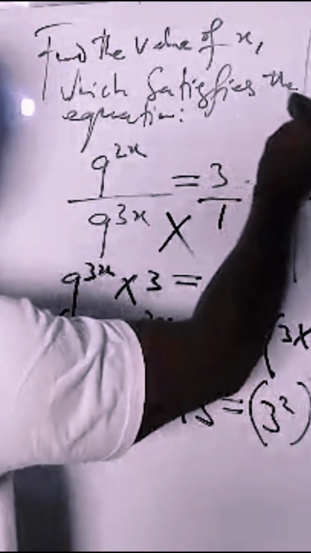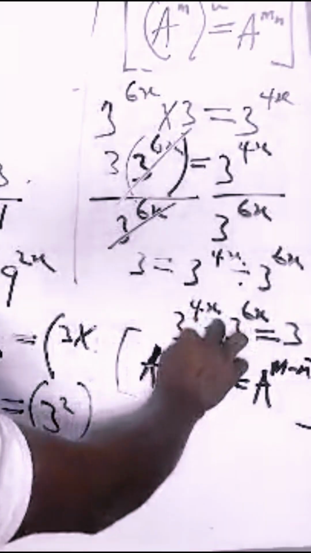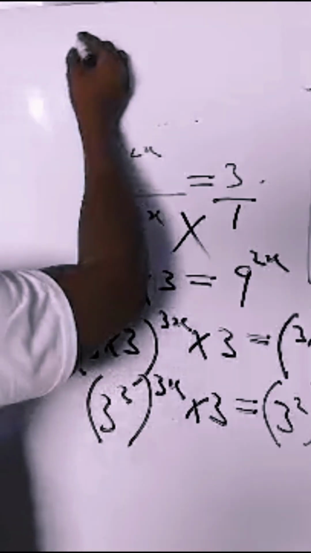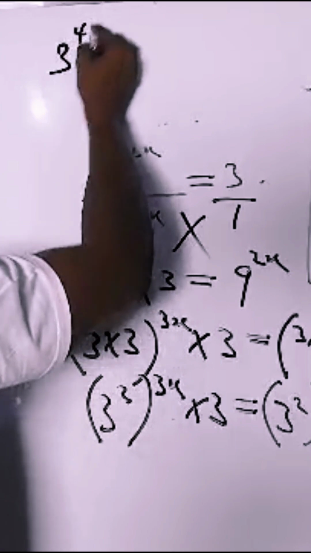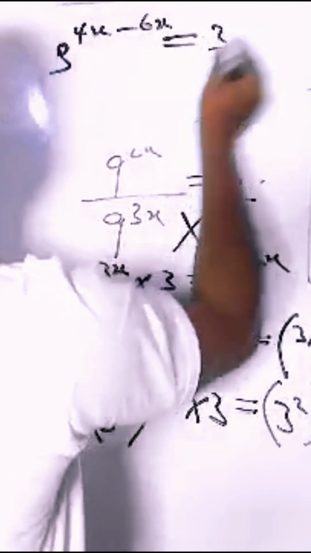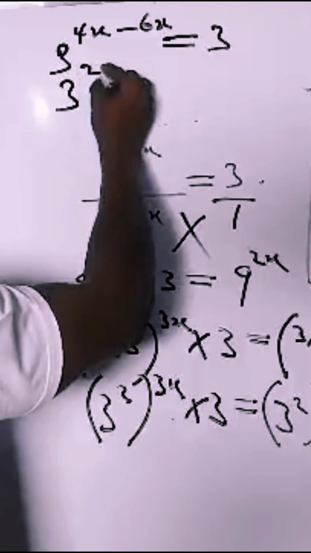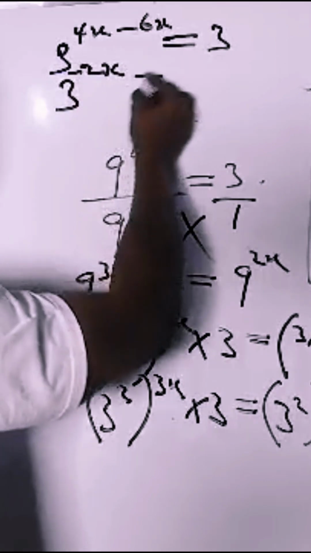It's as good as 3 raised to 4x minus 3 raised to 6x becomes 3 raised to 4x minus 6x, and that is equals to our 3. So 3 raised to 4x minus 6x is 3 raised to minus 2x, and that is equals to 3.